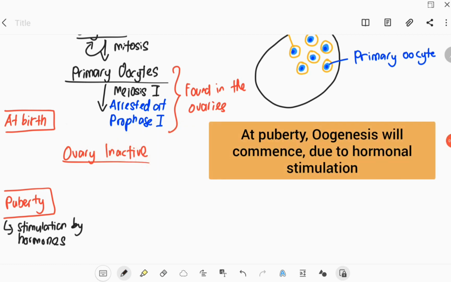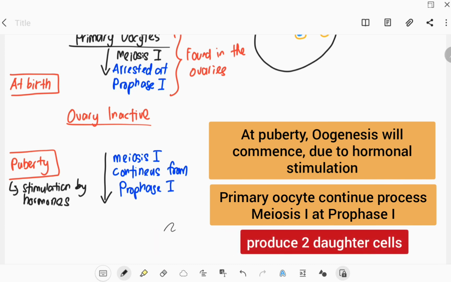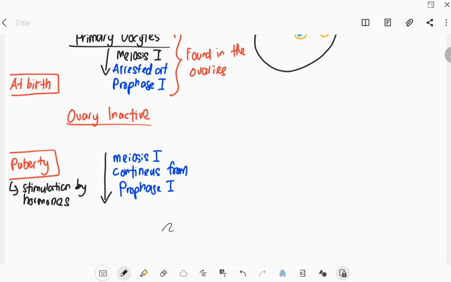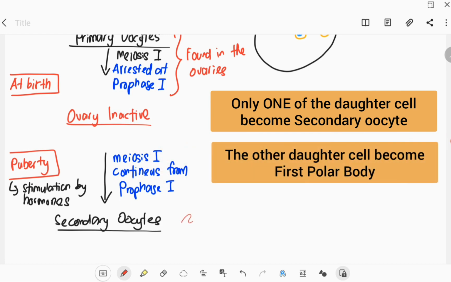Next, only at puberty barulah the process of oogenesis akan sambung balik. Kenapa semasa puberty? Sebab semasa puberty lah akan ada stimulation by hormones. So, the hormone stimulation will cause the primary oocyte to continue meiosis 1 at prophase 1. Barulah akan ada two daughter cells. Tetapi daripada dua daughter cell tersebut, hanya satu sahaja daughter cell is known as secondary oocyte. The other daughter cell is known as the first polar body.